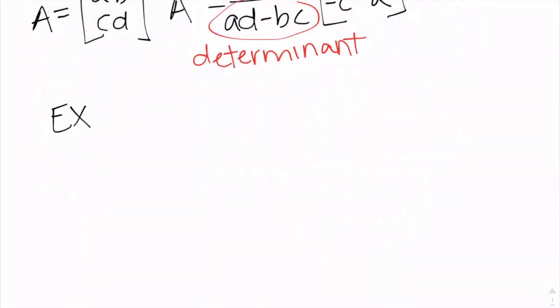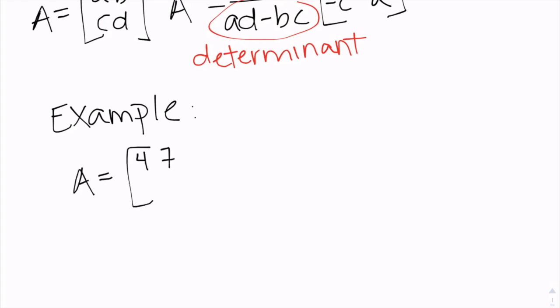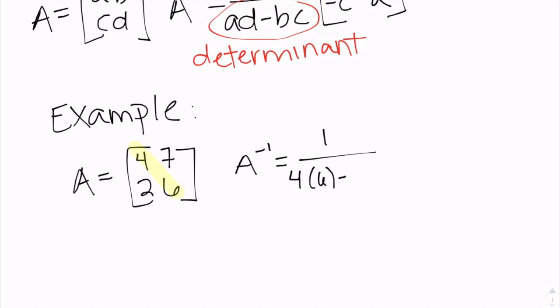Now we're going to see an example. So if we're given matrix A, and now we want to find the inverse of matrix A, we're going to do 1 over, and we're going to take A times D, so 4 times 6, minus B times C, so 7 times 2, and when we simplify that down, we get 24 minus 14, which is 10.